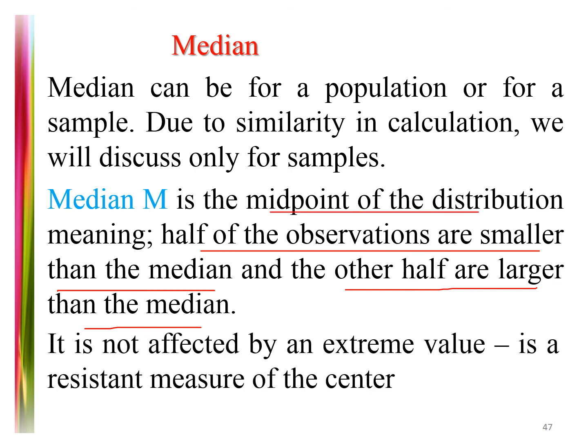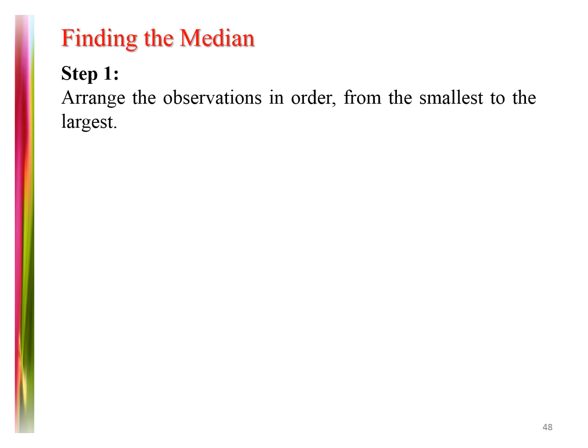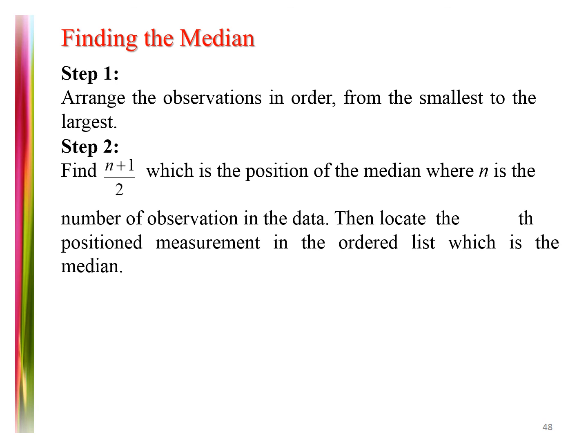It is not affected by an extreme value because this is actually just a position. So it is not affected by extreme values; it's a resistant measure of center. So to find the median, you have to follow these steps. First step, we have to arrange the observations in increasing order, so smallest to largest.